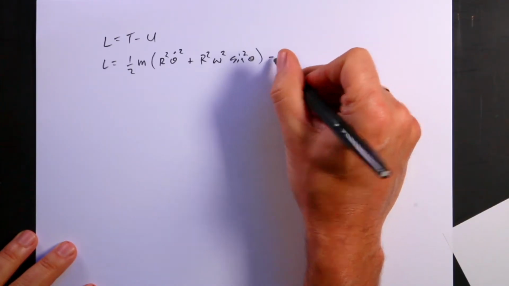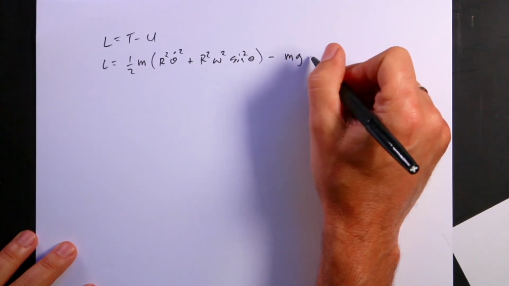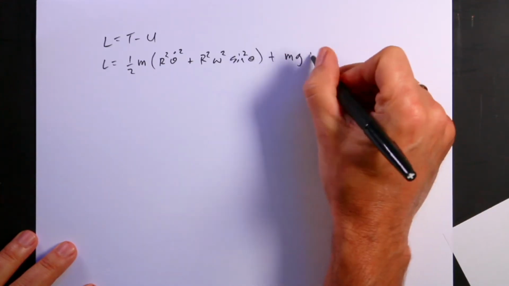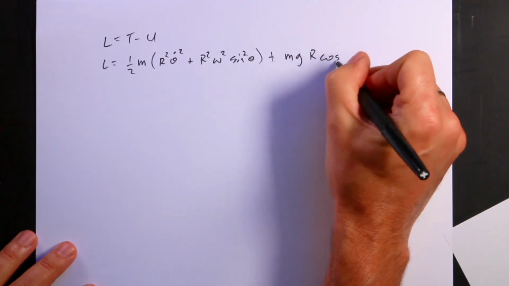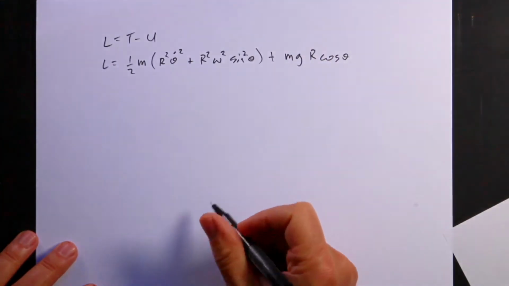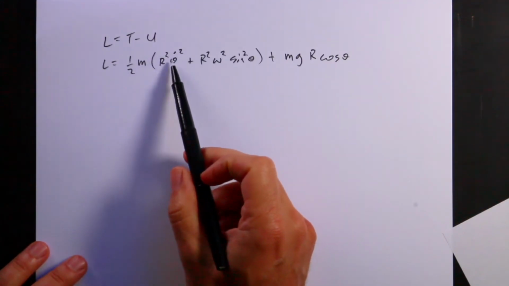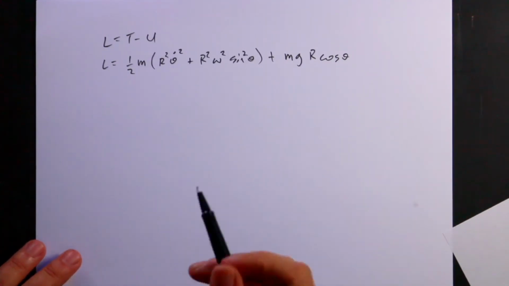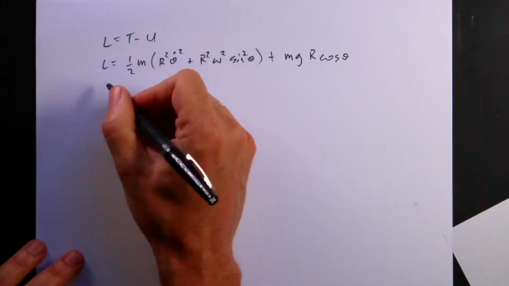So it's going to be minus mg, and then y is negative, so it's going to be plus r cosine theta. And there's my Lagrangian. You'll notice the only variables in here are theta dot and theta, and that's what we want. Okay, so now we can use our Euler-Lagrange equation.